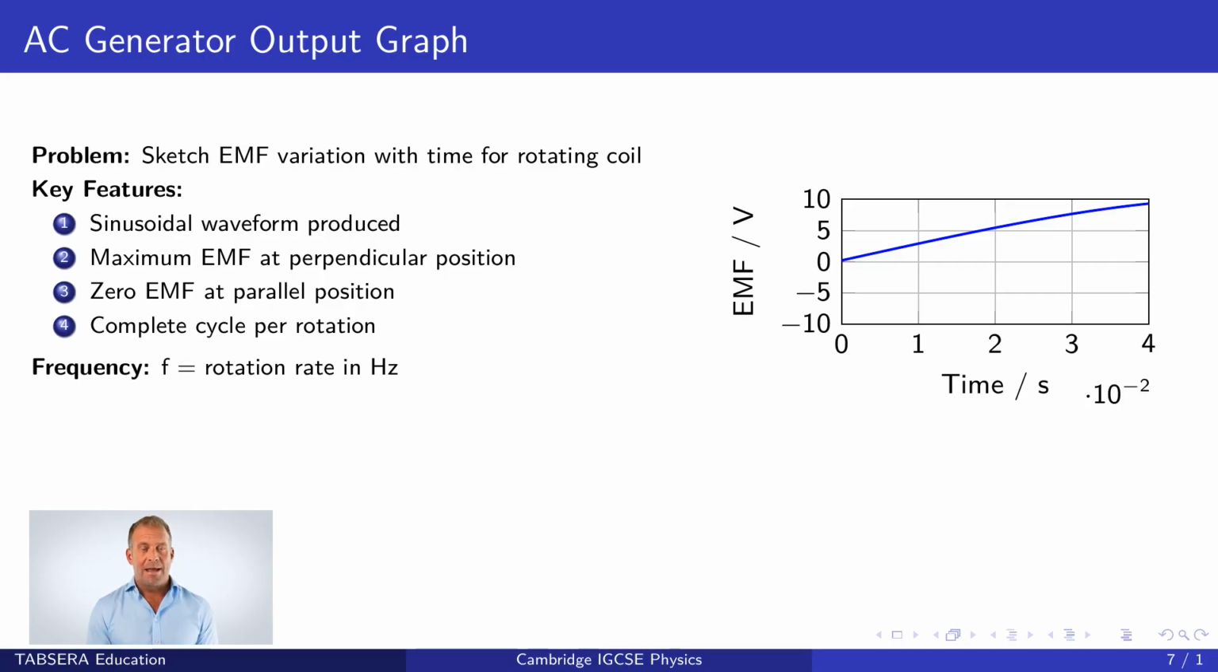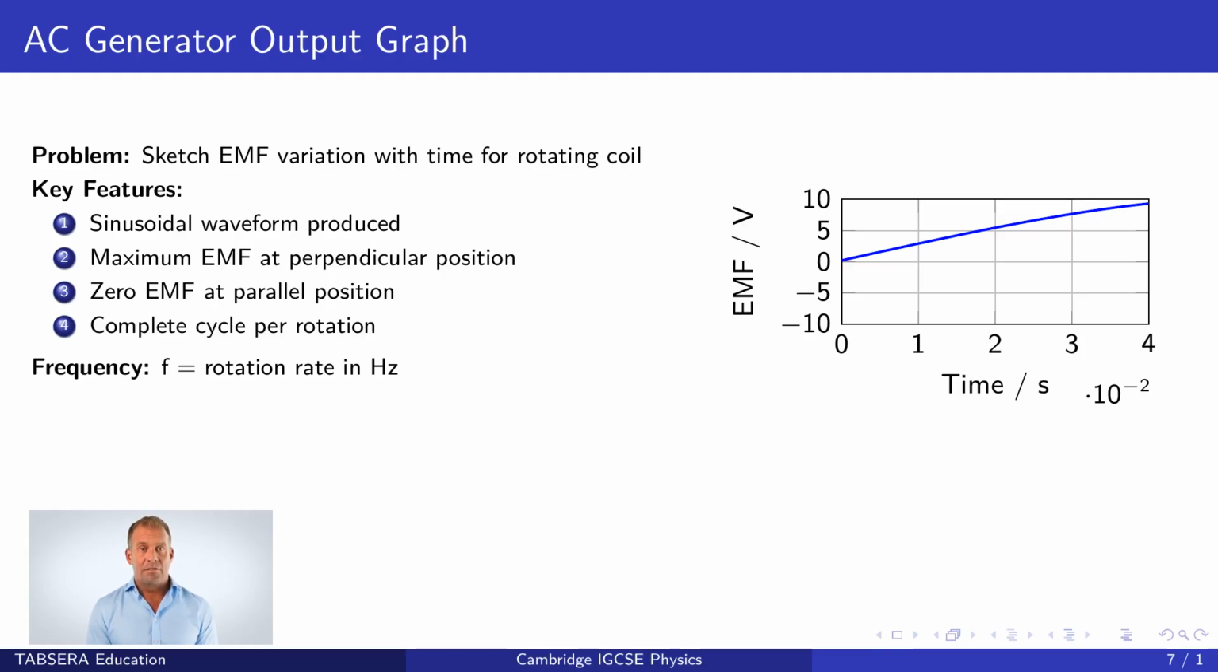Example 2 shows the AC generator output graph. The problem asks us to sketch EMF variation with time for a rotating coil. The key features are, first, a sinusoidal waveform is produced because the EMF varies as sine of the angle. Second, maximum EMF occurs when the coil is perpendicular to the magnetic field, cutting maximum field lines. Third, zero EMF occurs when the coil is parallel to the field, cutting no field lines.